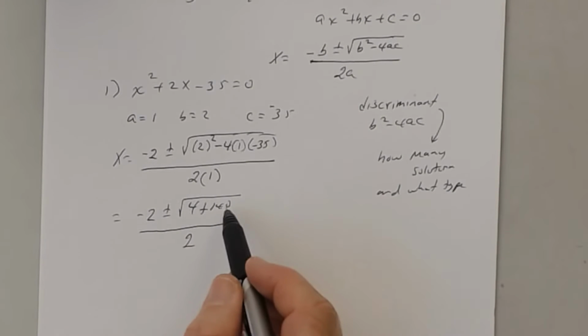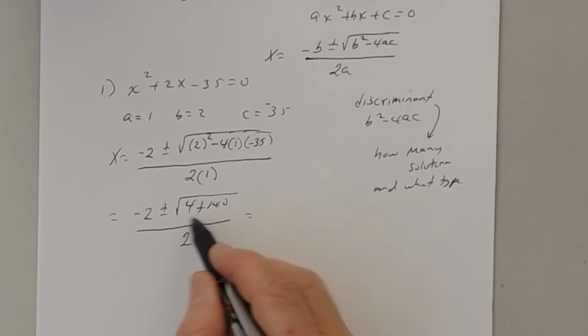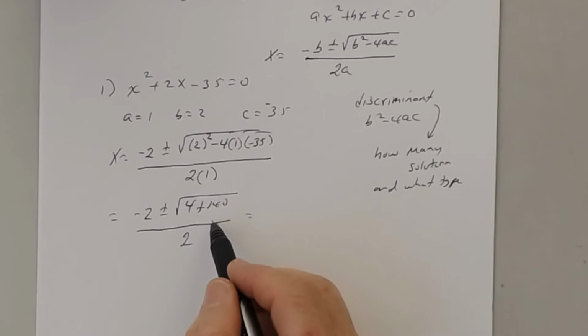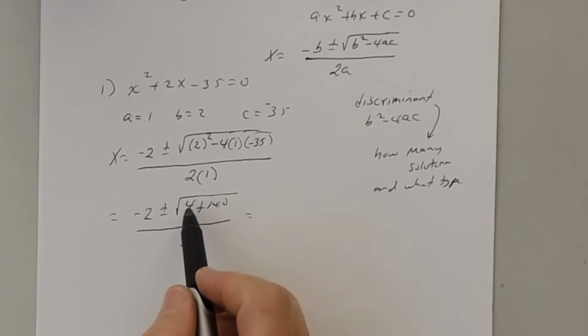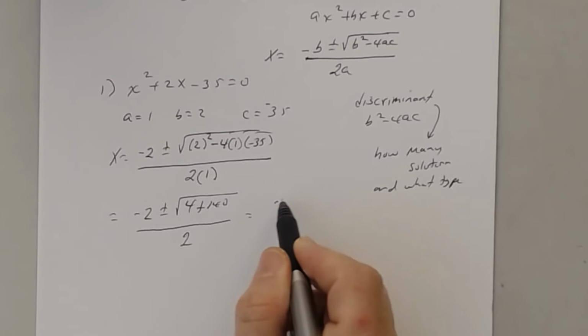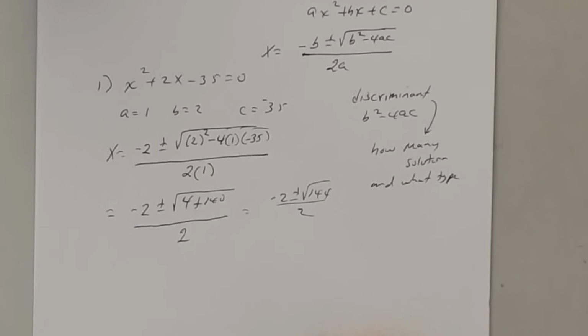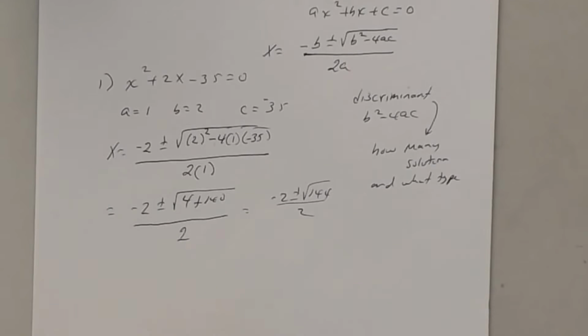Now look at my discriminant. What is the value of my discriminant? 144. That's your discriminant. Remember, your discriminant is your radicand. So I get negative 2 plus or minus the square root of 144 divided by 2. Now let's talk about that. 144, is that a perfect square or not a perfect square?